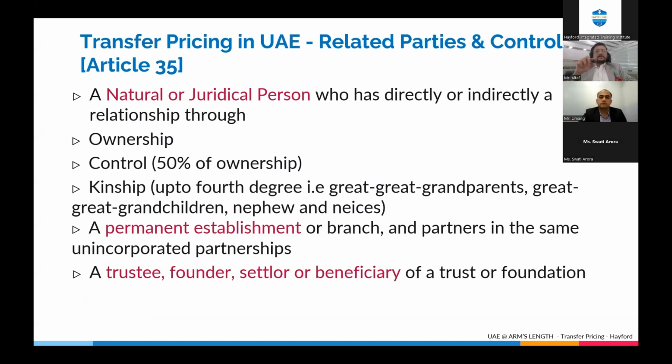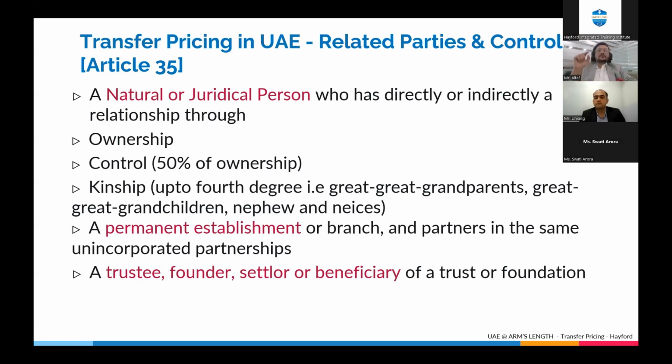So, a natural or juridical person who has directly or indirectly. Why did they use the word indirectly? I hope quite a few of the participants would be professional accountants or related to law in one way or another, or at least they understand what a group structure is. Usually in a group, there is a parent company and then a subsidiary. But in certain larger groups, there can be a parent company, then a subsidiary, and then another sub-subsidiary, a second-tier subsidiary. That's why they've used the word indirectly.